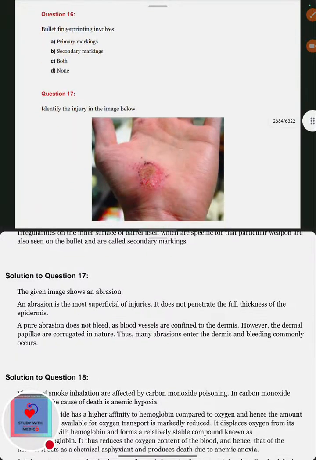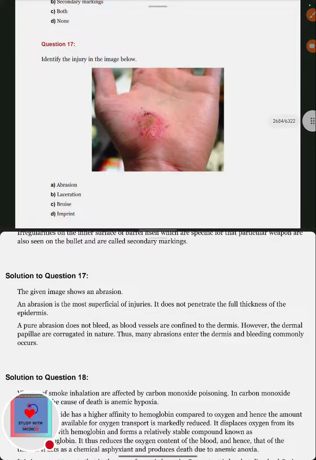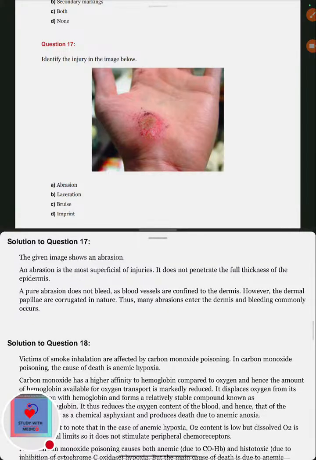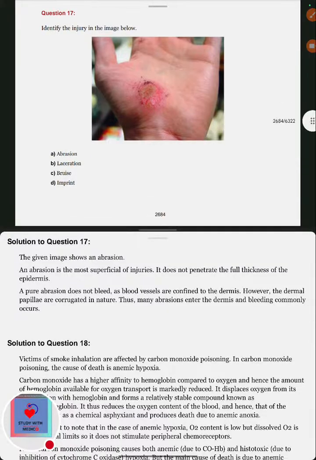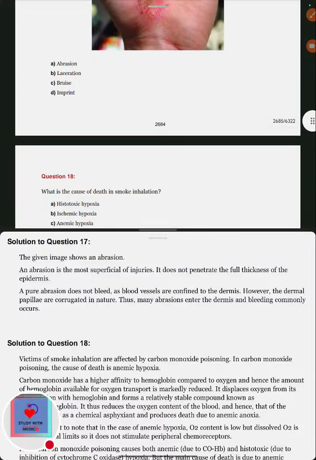Identify the injury in the given image. It's just a gravel rash, it's an abrasion. An abrasion is the most superficial injury, and it does not penetrate the full thickness of the epidermis. So a pure abrasion does not bleed, as it is confined to the epidermis. However, the dermal papillae are corrugated in nature, thus many abrasions enter the dermis and bleeding occurs.